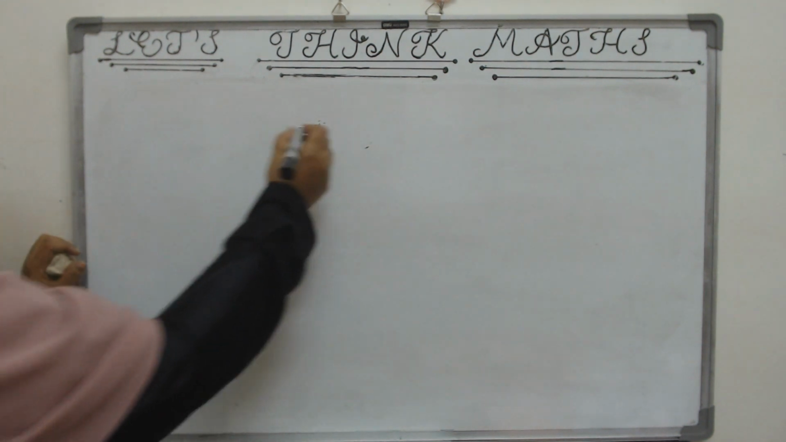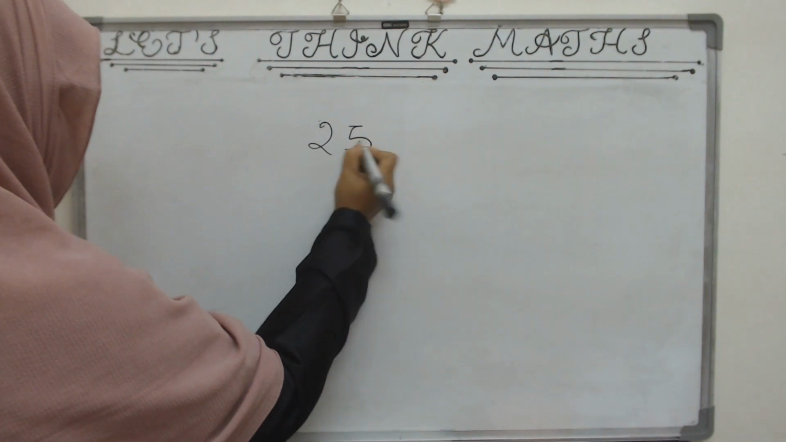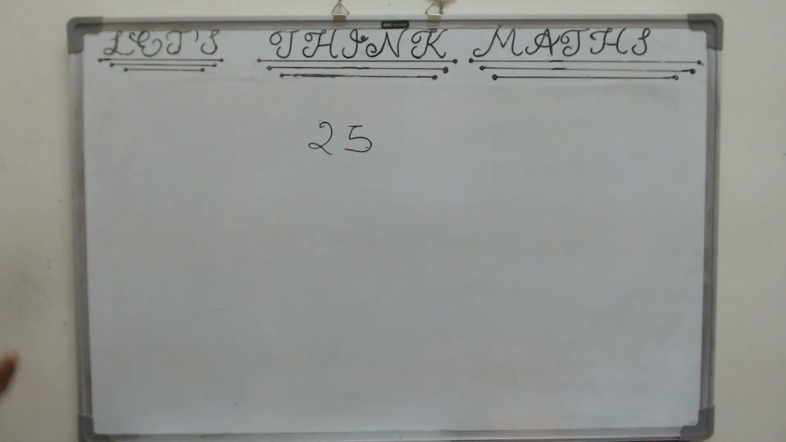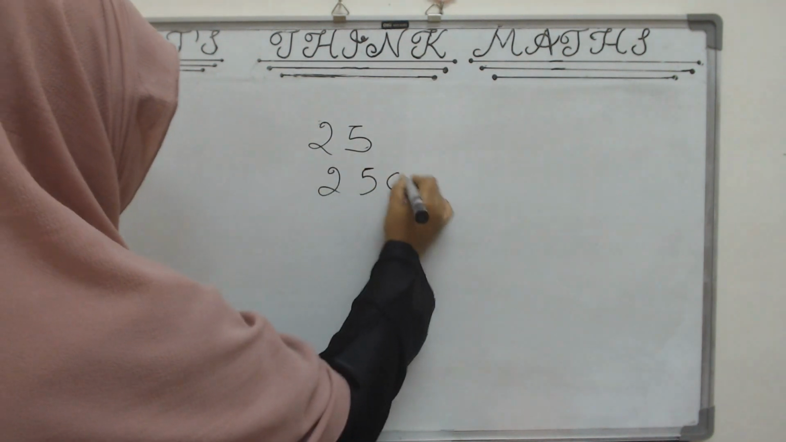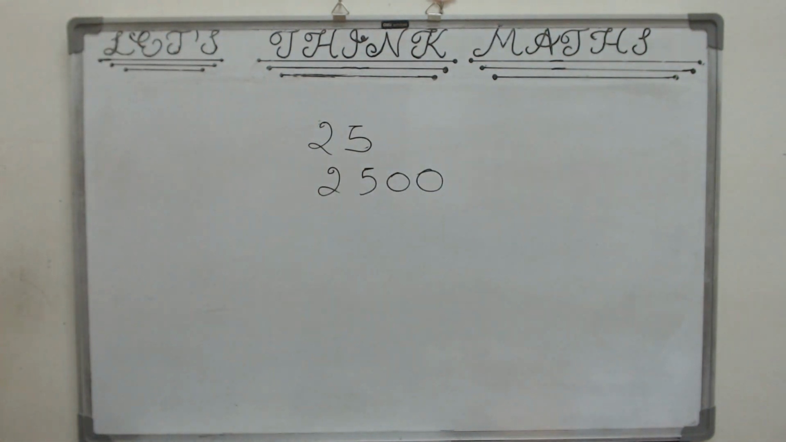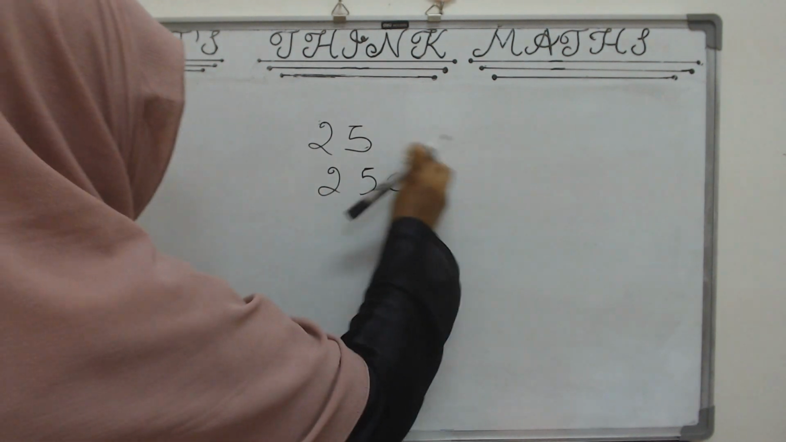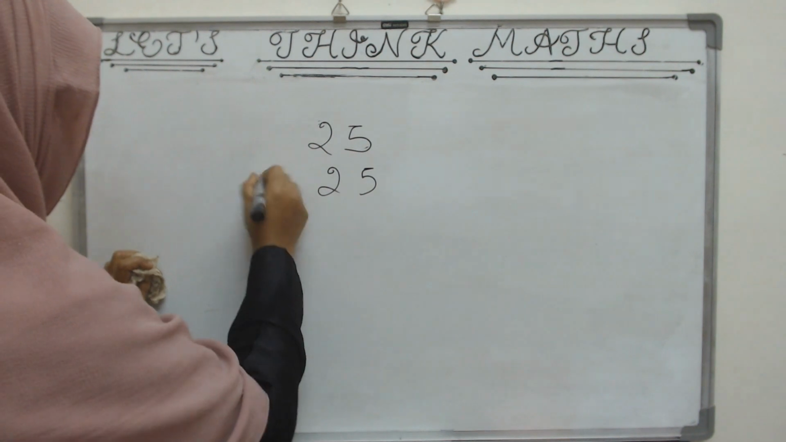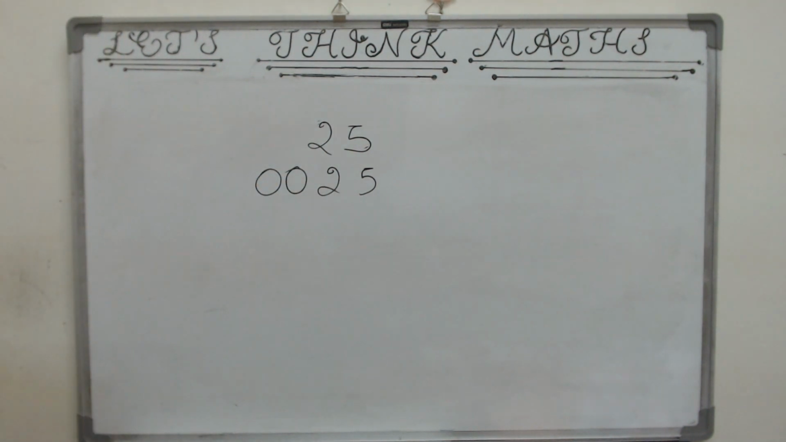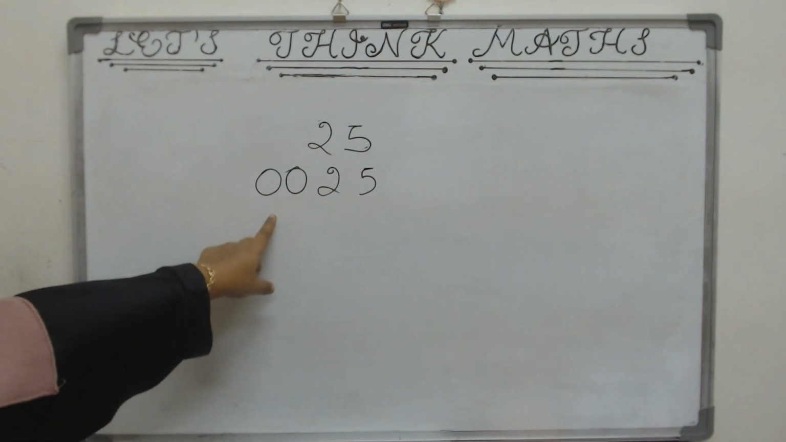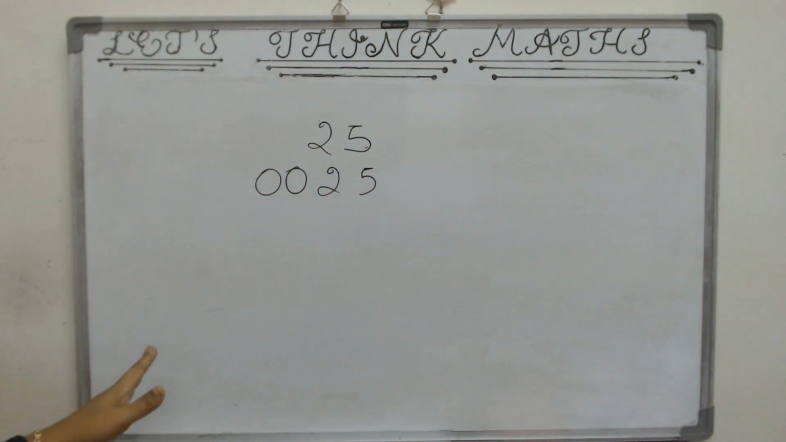Suppose you have borrowed 25 rupees from me. And when it is time to return, I tell you, why don't you give me this much? Then what will you say? No way, these two are completely different numbers. Then what about this? These two numbers are one and the same, right? Why is that? Adding zeros before a whole number makes no difference to the value of that number.